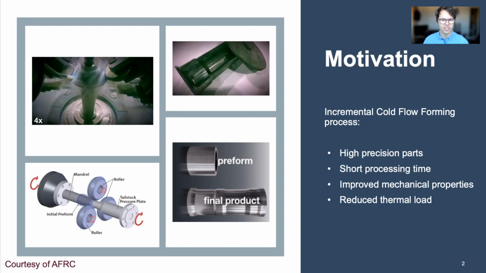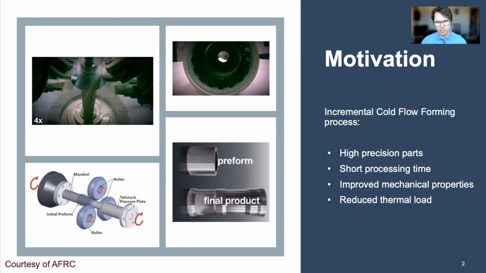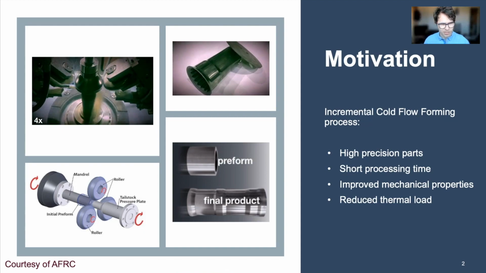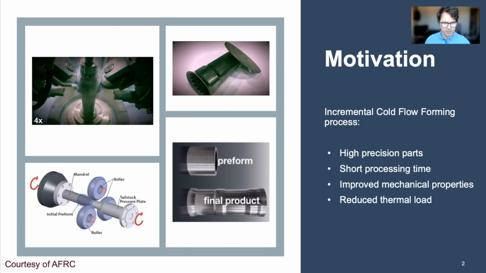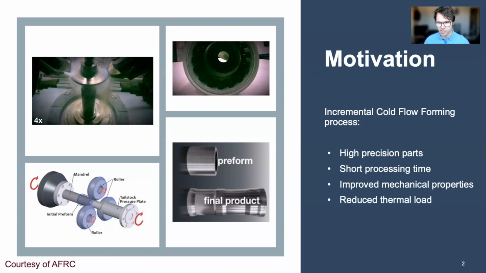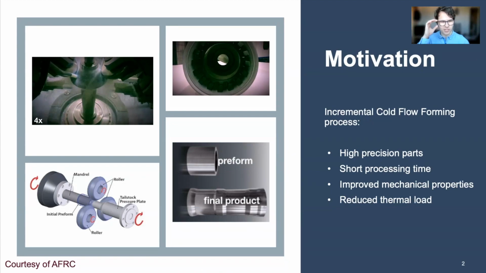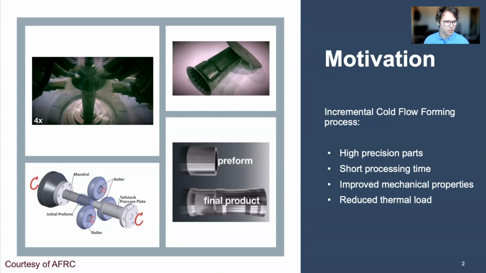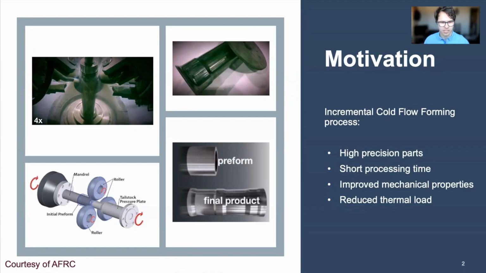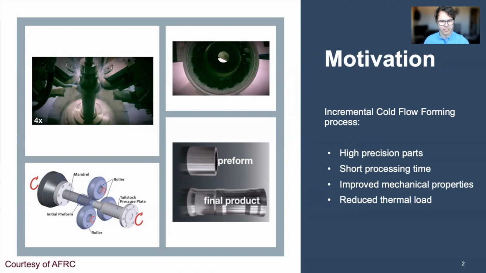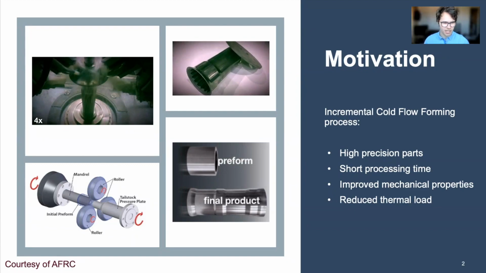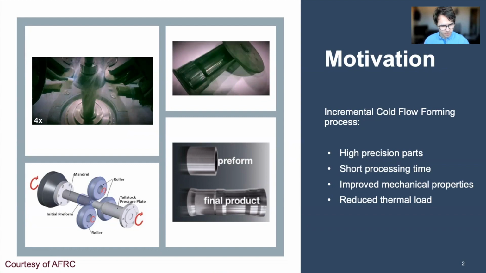This is a relatively new manufacturing technique which allows for forming axisymmetrical components. As you can see from the video, it uses a series of rollers that compress and stretch a preform through consecutive stages over a rotating mandrel. Parts produced by this process have a very high precision. They are ready to install. Therefore, they require a very short processing time. They also offer improved mechanical properties and reduced thermal load.